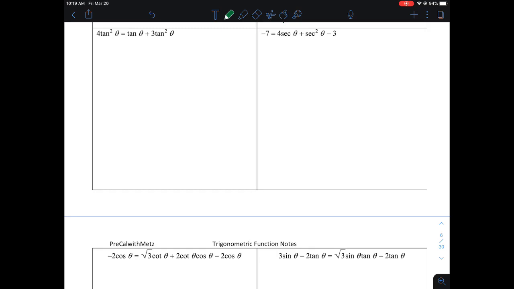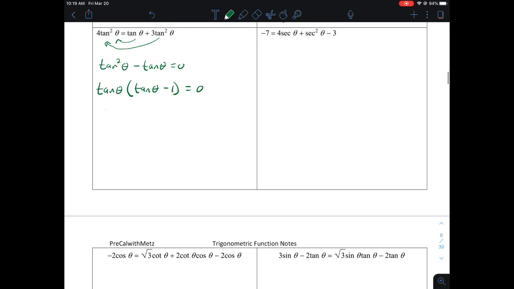So if I move the 3 tangent squared from the right, and I subtract it to the other side, and then subtract the tangent to the left, and I rewrite what I have: tangent squared of theta minus tangent of theta is equal to 0. And then we would take out our GCF here, which is tangent. So I have tangent of theta times tangent of theta minus 1 equals 0.